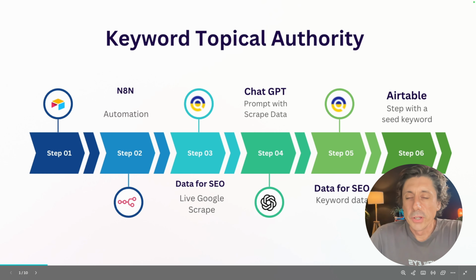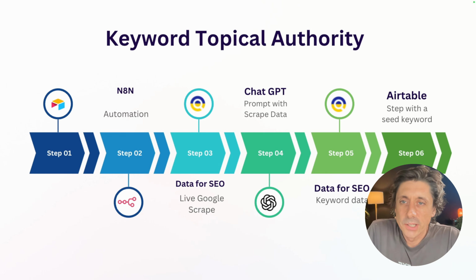In this video, I'm going to show you how to build an AI automation that generates thousands of highly targeted keywords for the niche that you're in. So we're going to develop what's called a keyword topical authority map, and we're going to get AI to do the whole thing for us. So I'm going to walk you through the process.